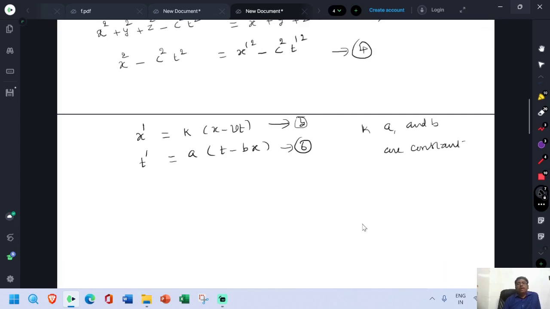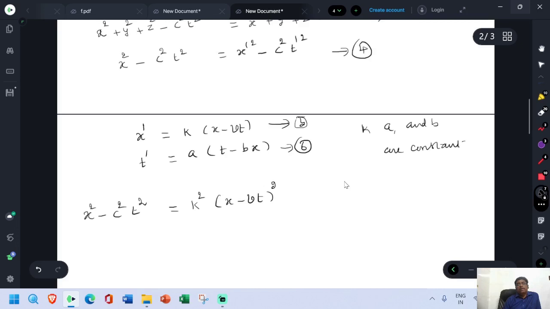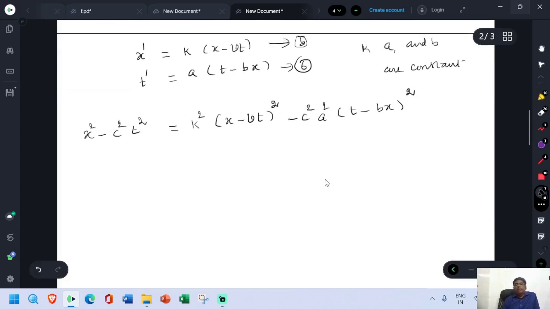Substitute the value of x dash and t dash in equation 4. x square minus c square t square is equal to, instead of x dash we have to substitute x dash square. So k square into (x minus vt) whole square minus c square into the value of t dash, t dash square means a square into (t minus bx) whole square. Now make the square of this.